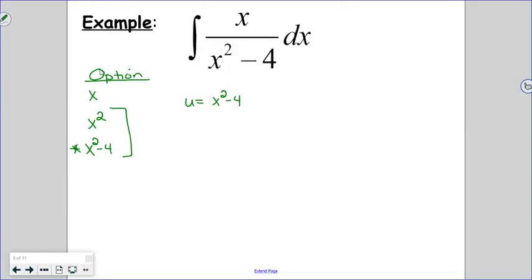So first we're going to identify what we're going to let u equal. And then I just show that. Okay. And then we think about, okay, what's the derivative of u with respect to x? Solve that for dx. And then come over here and replace dx. Look for something to simplify. Which it does.